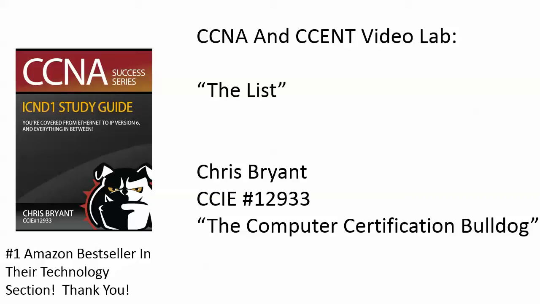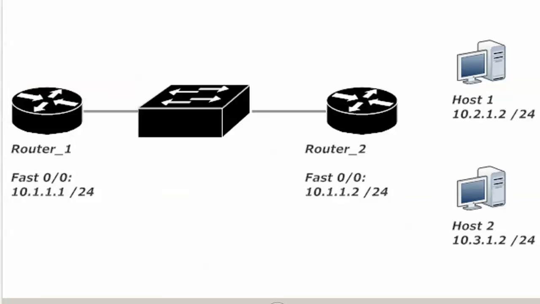We're going to jump in right away, and I want to show you the diagram of the lab that we're using first. You might want to jot these IP addresses down. I've got a couple of routers connected via a switch, and you can see they're using their FastEthernet 0/0 interfaces. Router 1 is on 10.1.1.1/24, router 2 at 10.1.1.2/24. I've also got a couple of hosts connected to router 2 at the 10.2.1.2 and 10.3.1.2 IP addresses respectively.